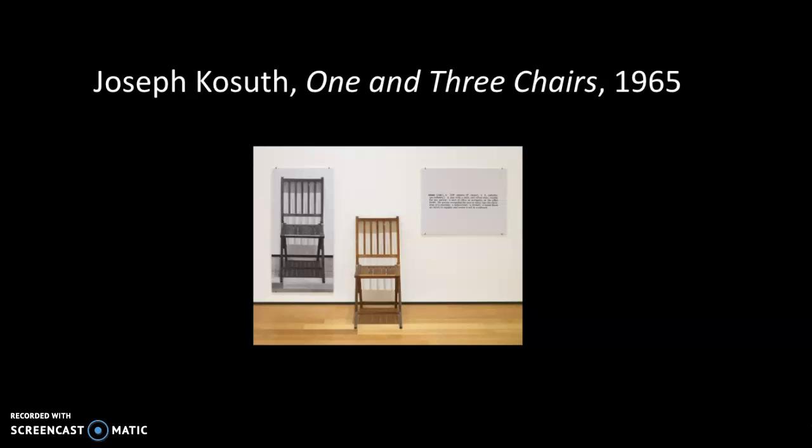This was first shown in the mid-60s at a MoMA exhibition called Information. And what we see is a photograph of a chair on the wall, that physical object on the gallery floor, and then finally, the dictionary definition of chair. There's a commentary here about the relationship between reality and representation, between language and objects. What is the true chair?